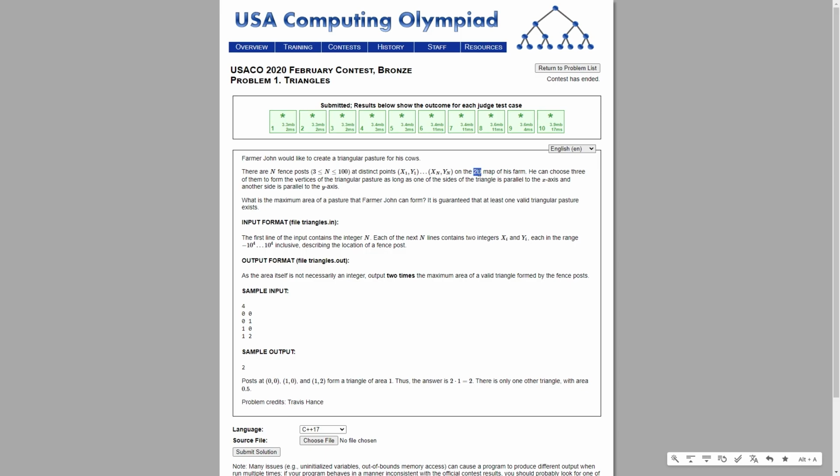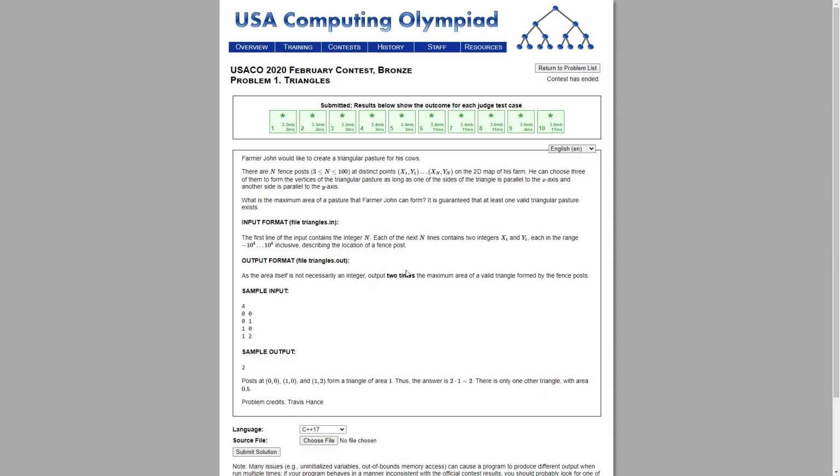Okay, carrying on. At distinct points on a 2D map of this farm. Okay, so it's 2D. He chooses 3 of them to form the vertices of the triangle pasture, and one of the sides has to be parallel to the x-axis, and another side is parallel to the y-axis. And we need to find the maximum area, okay? So we're getting a bunch of points, and we just need to check whichever ones match this x-axis and y-axis criteria, and then we find the area and double that, okay?